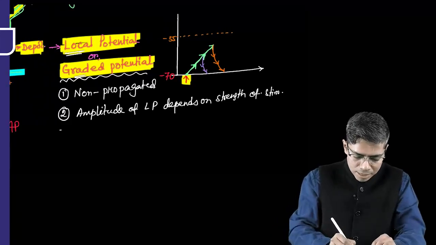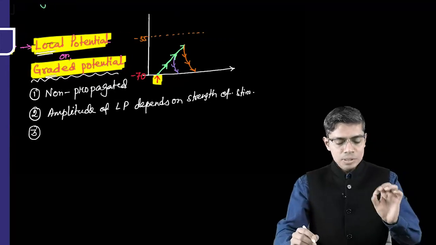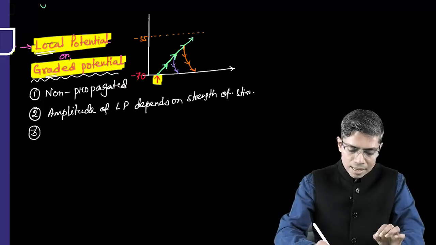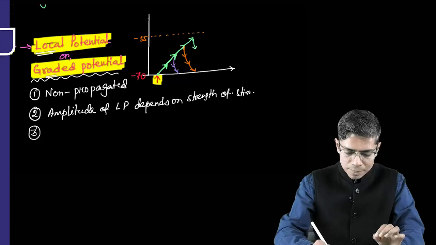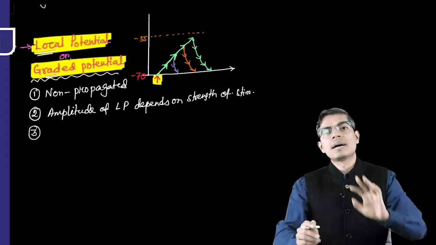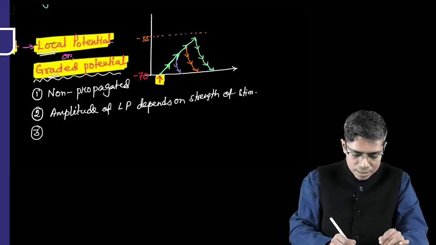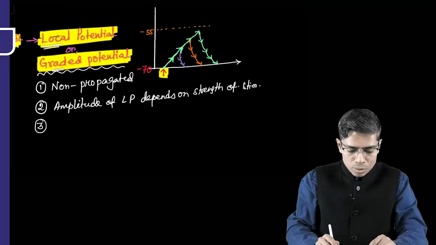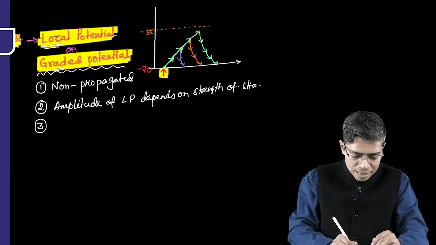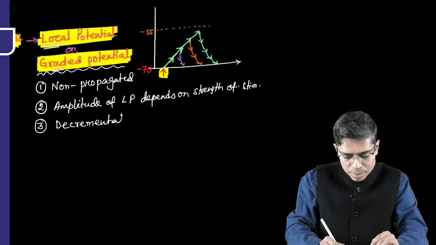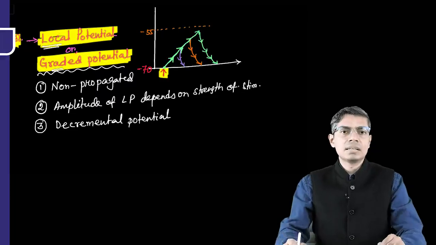Now the third point I have already discussed: if you stop stimulation in between, so the local potential was rising and I have stopped the stimulation, suddenly what will happen? The local potential will die out. The local potential will decrease to the RMP again. So this kind of property is known as decremental property. So local potential is a decremental potential, right?